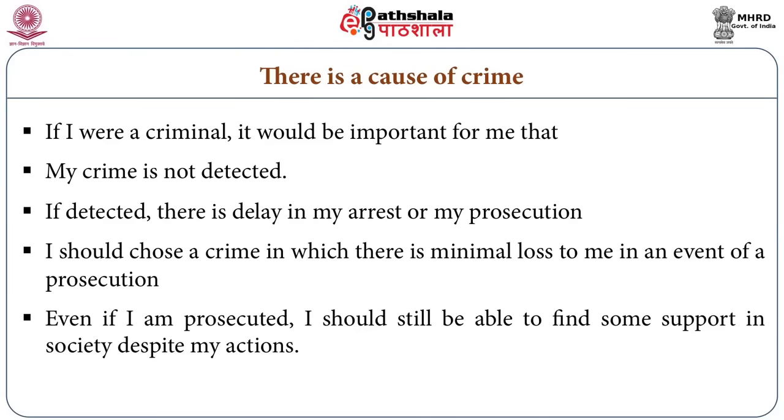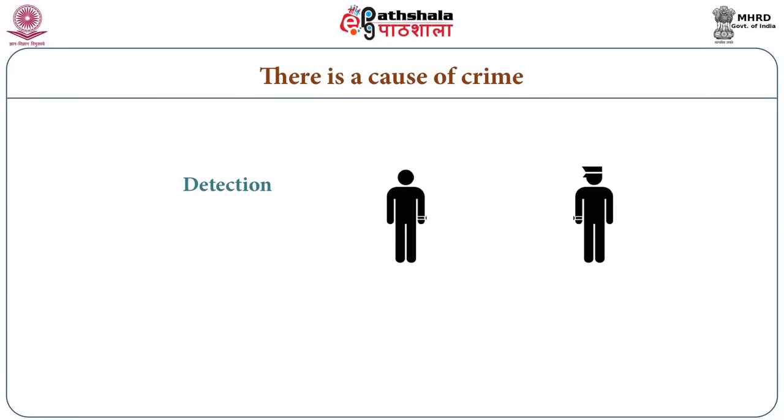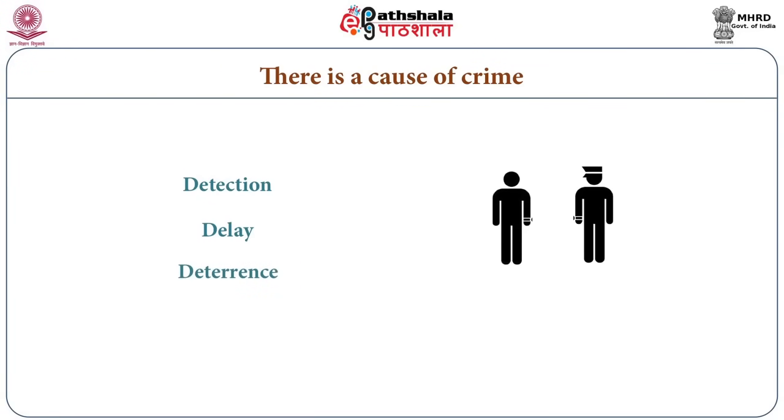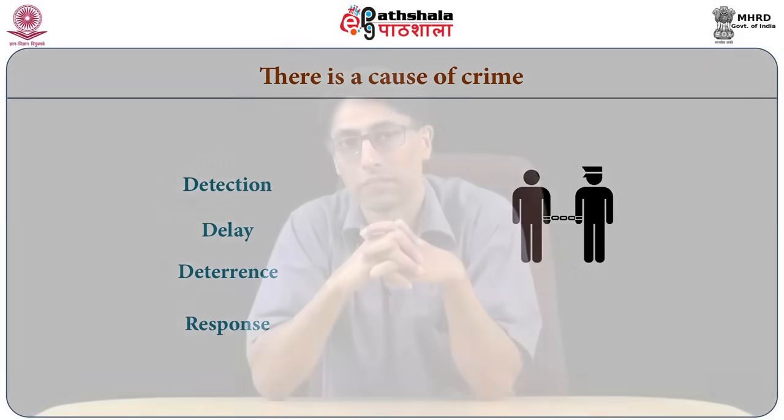despite my prosecution. I've mentioned 4 terms: detection, that my crime should not be detected; delay, that if detected there should be delay in my arrest; deterrence, in other words, I should choose a crime where there's a minimal loss to me in the event of prosecution, so in that sense a lack of deterrence; and then response. If I am prosecuted and imprisoned, then I should still hope to find something of a weak response or antagonism to the crime that I had committed.